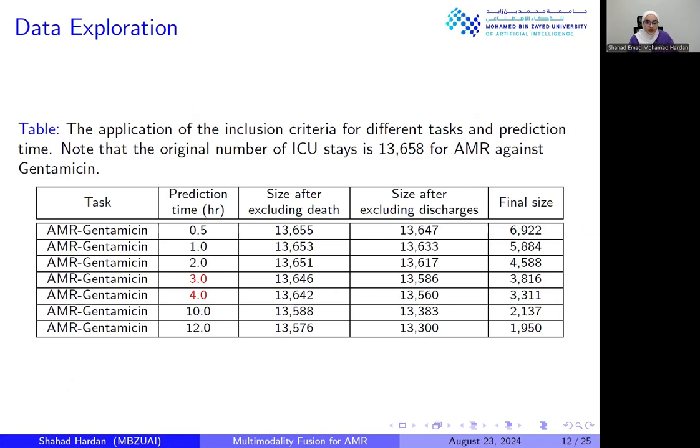And we excluded the deaths, we excluded the discharges before this prediction time. And we lastly chose the prediction times of 3 and 4 because they kind of capture a balance between the prediction time and the size of the data set. So the higher we go in prediction time, the lower our size is. So we want to have some kind of a balance. This is why we went forward with prediction times of 3 and 4.